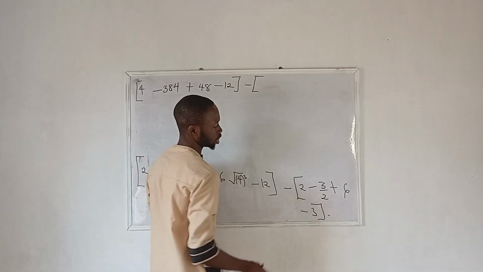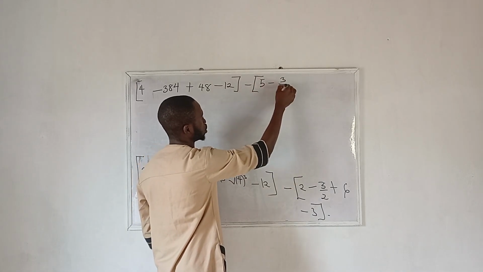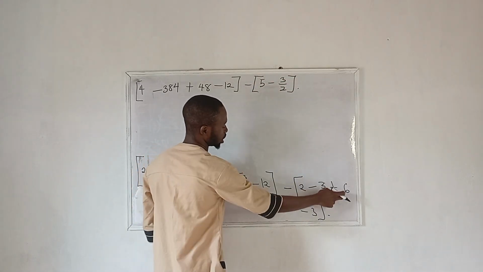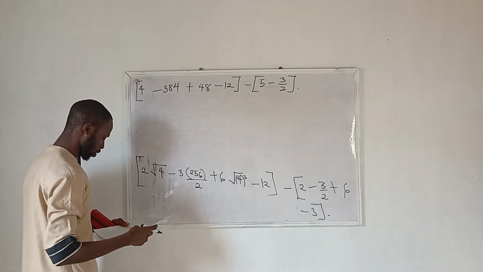Minus, then we'll have 2 plus 6, 8. 8 minus 3 is 5. Then we'll have 5 minus 3 over 2. So we only added this and this, then subtracted it from this. So let's simplify all of this that we have in the bracket.